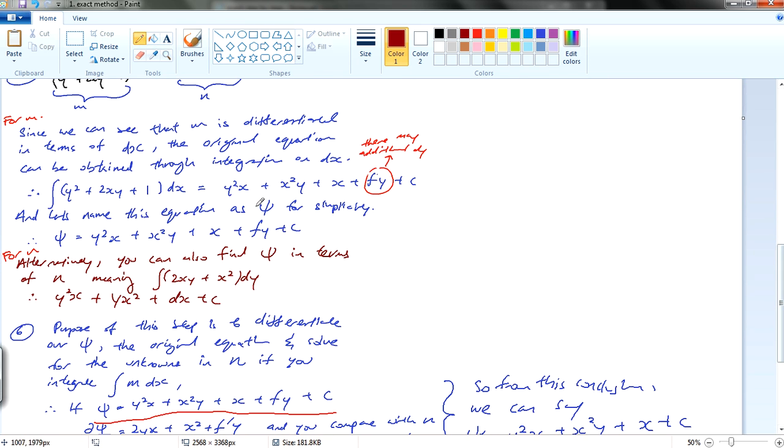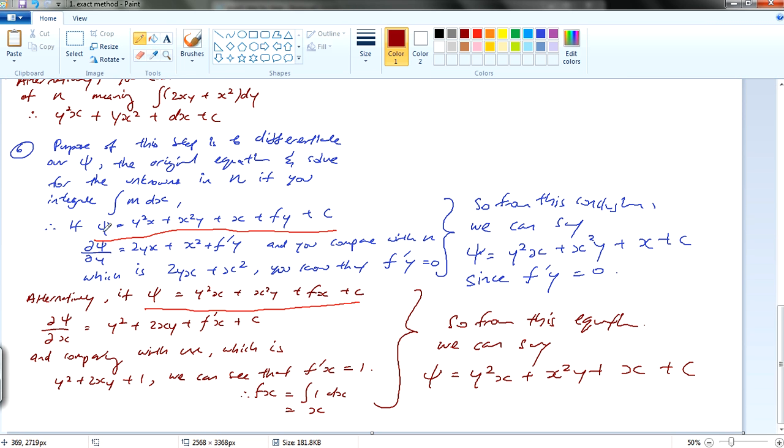So this is what we want to do, because we want to compare and find any missing function in there. So we differentiate in terms of y, and when we compare, we realize that f prime y is equal to 0, because when we differentiate this partial xi, we see the original equation is the same, just that there is no f prime y in there, so it equals 0.